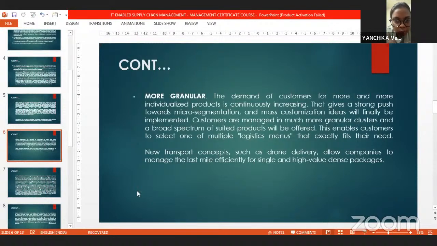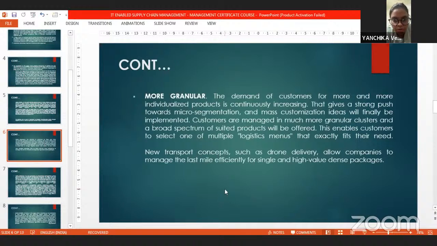More granular. The demand of customers for more and more individualized products is continuously increasing. That gives a strong push towards micro segmentation, and the mass customization idea will finally be implemented. Customers are managed in much more granular clusters, and a broad spectrum of suited products will be offered. This enables customers to select one of multiple logistics menus that exactly fits their needs.